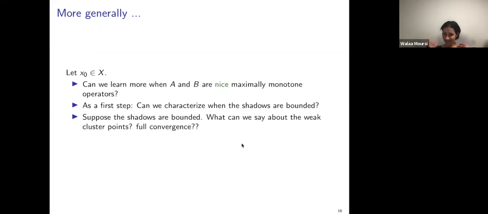Now, being more specific, inspired by the Bauschke-Combettes paper, as a first step, can we characterize when the shadows are bounded? Not in the convex feasibility setting, but maybe in the monotone operator setting, or at least for functions. And if we can answer step one, and we know when the shadows are bounded, can we locate the cluster points? What can we say about their location? Can we prove their convergence?